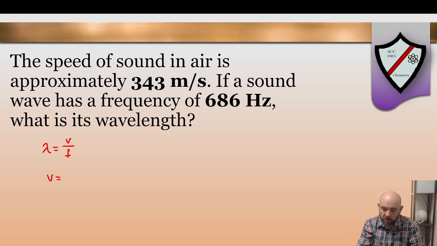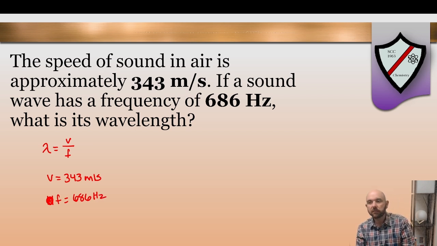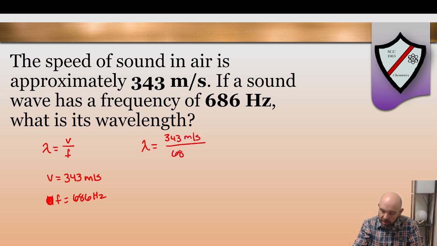So the wave speed is 343 meters per second, and the frequency is 686 hertz, specifically of these sound waves. So we can see to solve for the wavelength here, we are going to want to take that wave speed, 343 meters per second, divide it by 686 hertz, and that gives the wavelength of these waves.